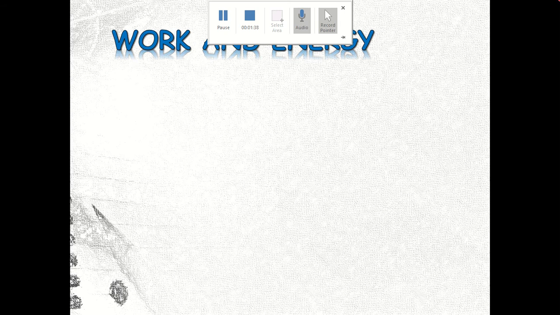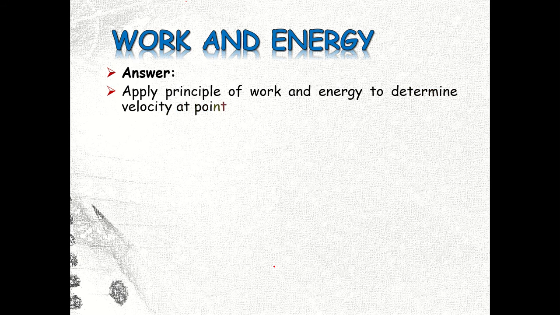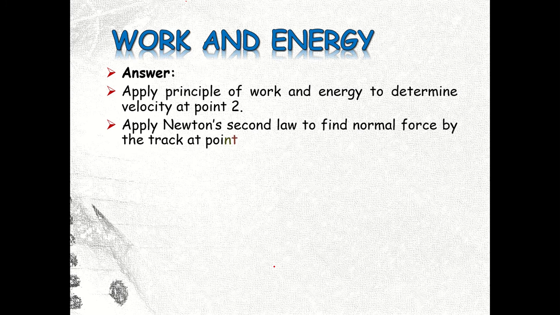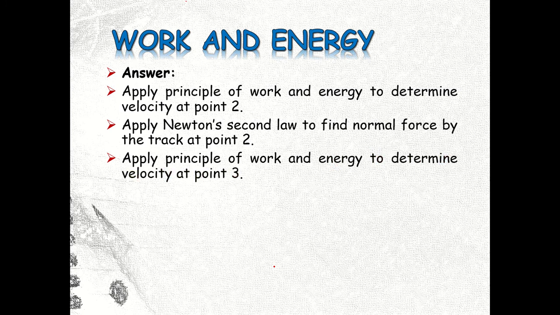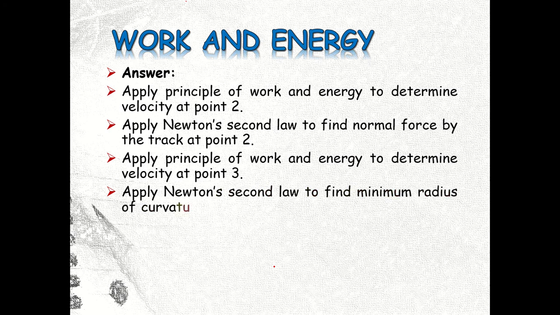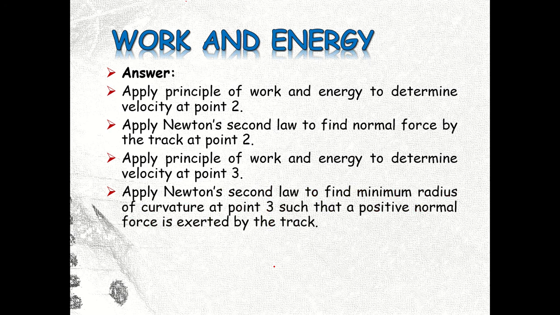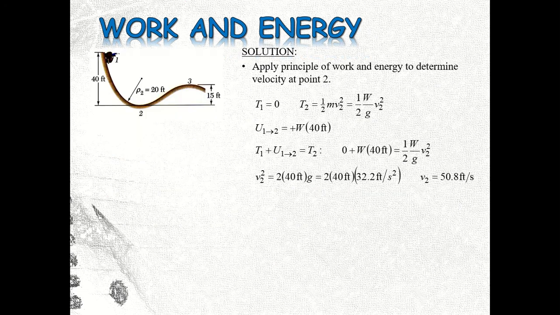Once again, we have to apply the work and energy method. So applying the principle of work and energy to determine the velocity at point 2, and apply Newton's second law to find the normal force by the truck at point 2, and apply the principle of work and energy to determine the velocity at point 3. Then apply Newton's second law to find the minimum radius of curvature at point 3, such that positive normal force is exerted by the truck.